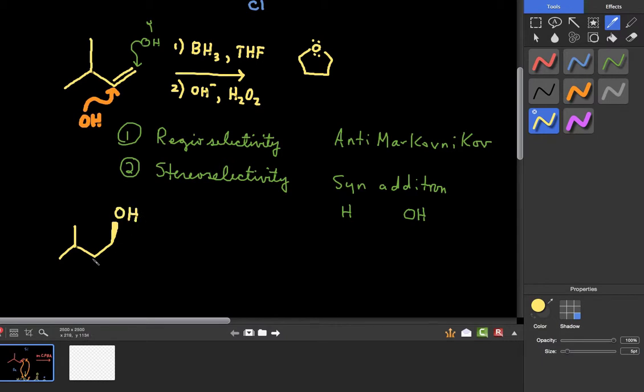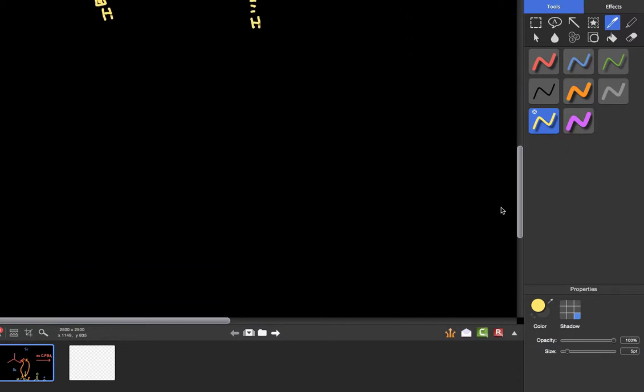Because if the OH comes out, then the H that goes onto the secondary carbon also comes out. If the OH goes in, likewise the H goes in. Better yet, let's look at a cyclic starting material that's unsymmetrical. So this would be a classic way that this would be asked on an ACS final exam.